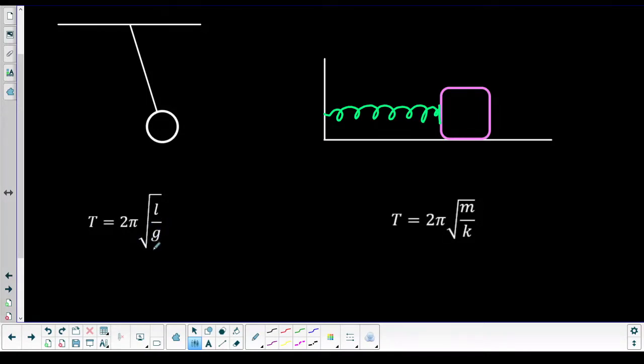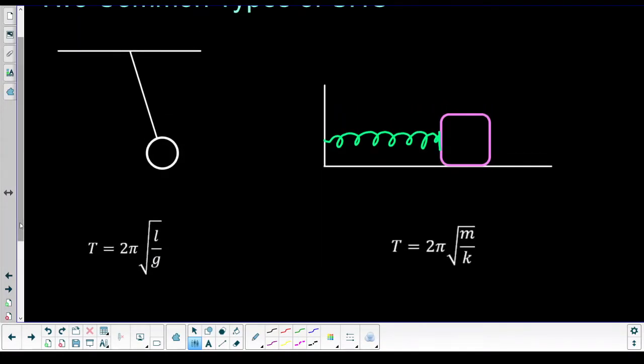So we can sort of change G, but you've got to accelerate up and down, which means you got to move up and down. And we don't have a lot of really tall things to do that with. So it probably won't happen too often. Let's look at the period for this thing.